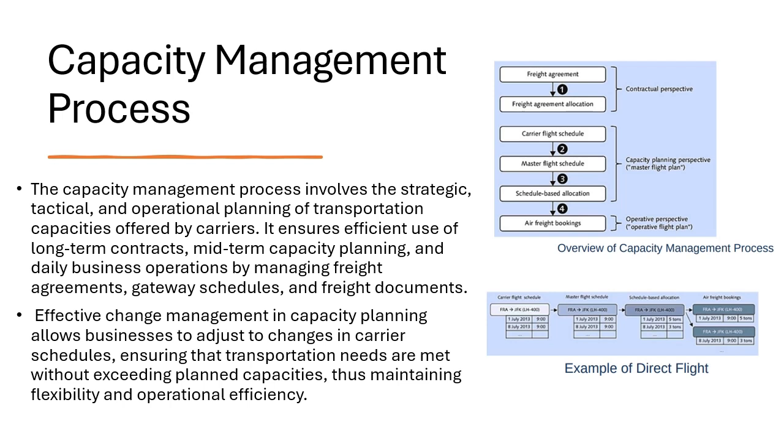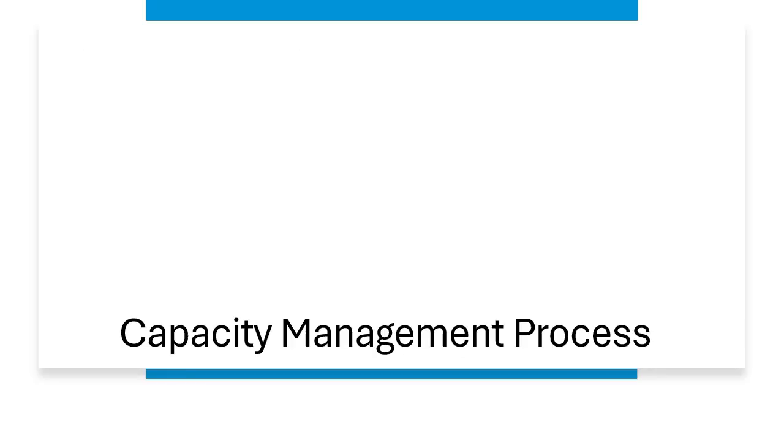The master flight schedule connects two gateways and references the specific flight departure. Each departure has an associated flight-based allocation, which assigns the capacity based on the anticipated demand. The air freight bookings are created in alignment with the schedule, which ensures that capacity is effectively consumed for each scheduled flight. This also shows the direct relationship between flight scheduling and capacity management.